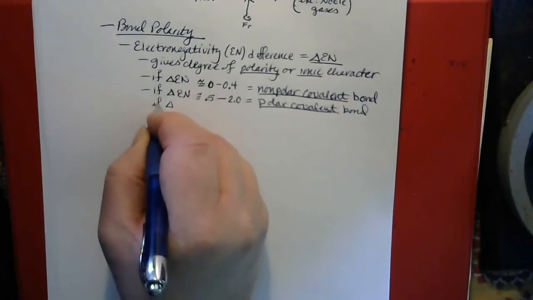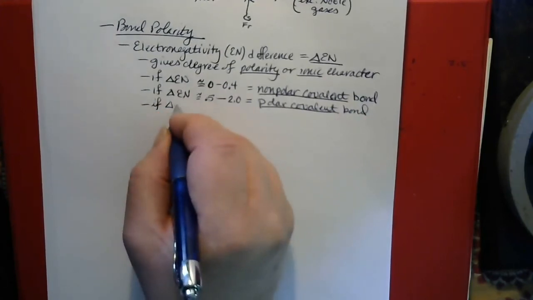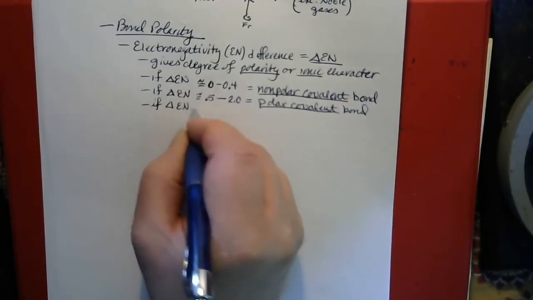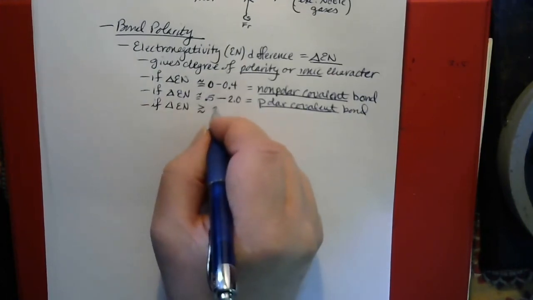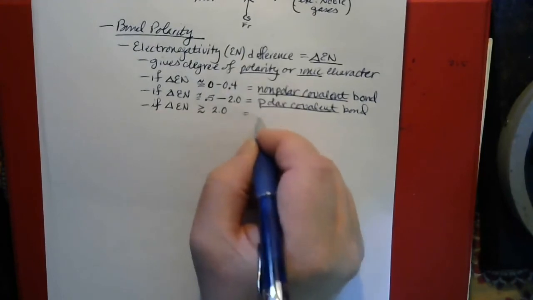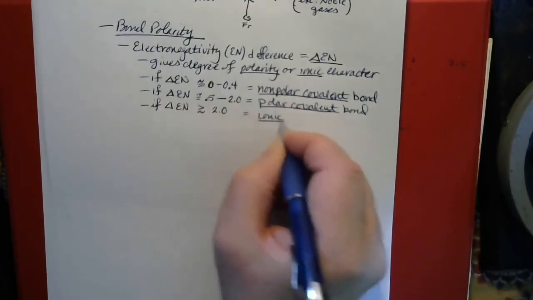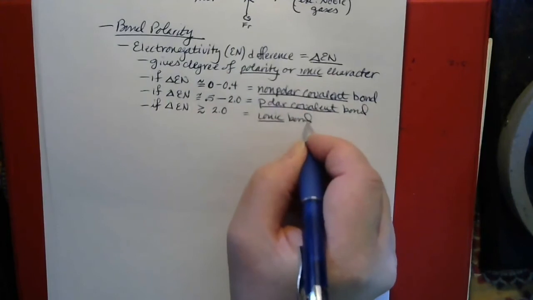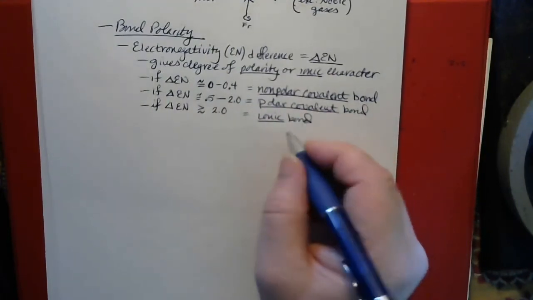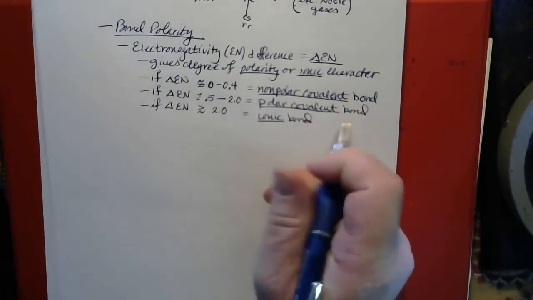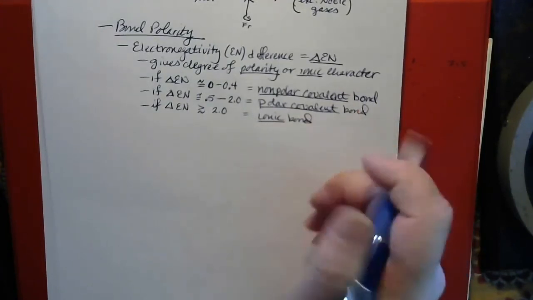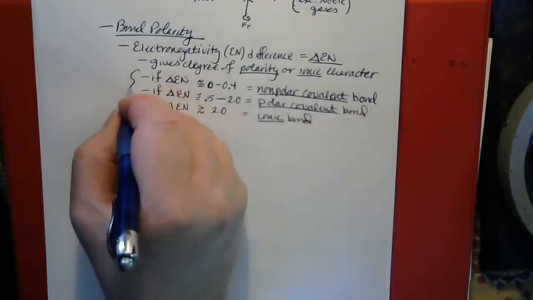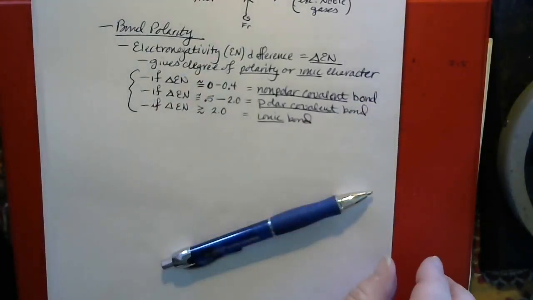And if the difference in electronegativity is greater than or equal to about 2.0, then that means that the electron is completely transferred from one element to another, and that would be an ionic bond. So these are the general ranges for different types of bonds.